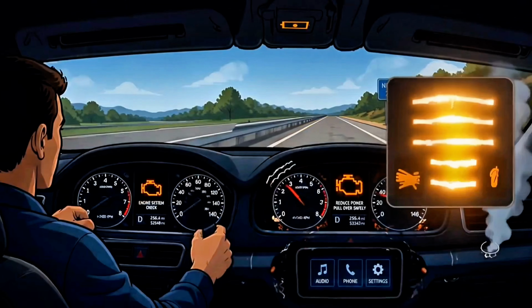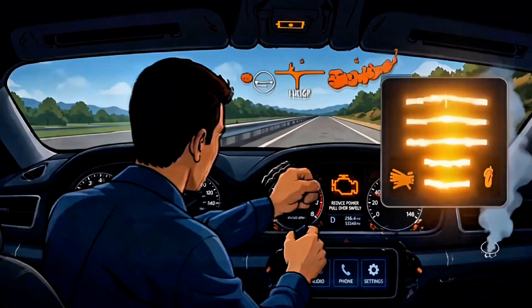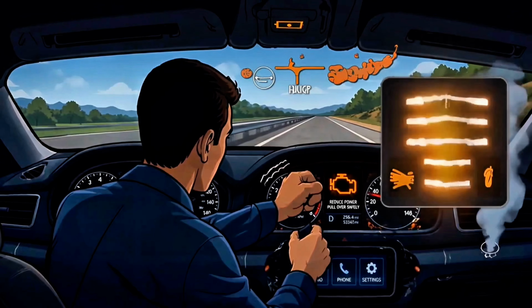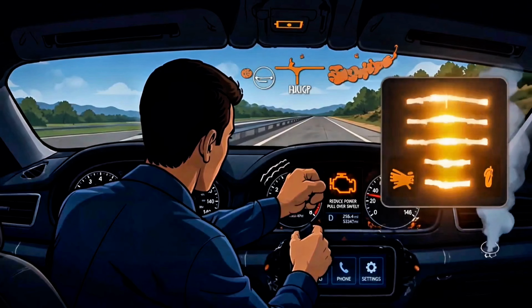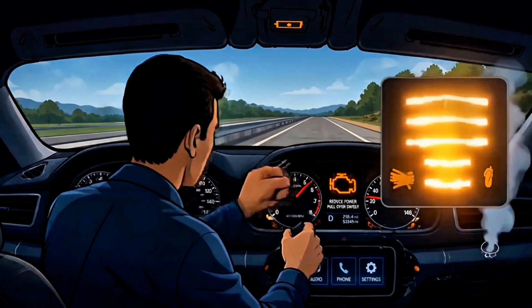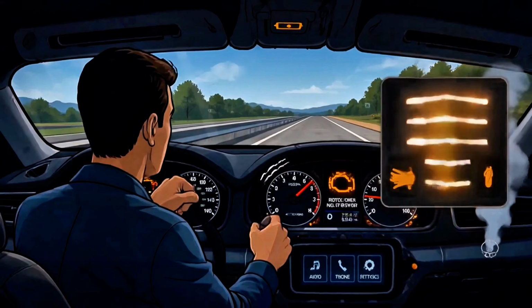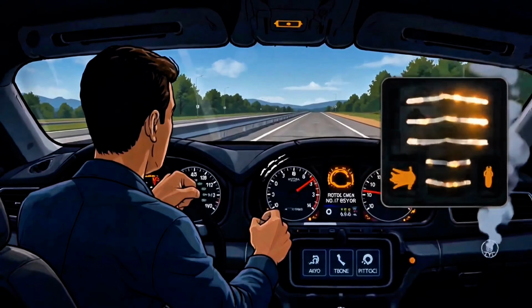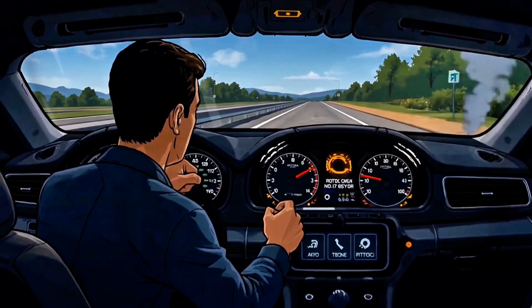If the vehicle is shaking, losing power, producing smoke, smelling strongly of fuel, overheating, or displaying an oil pressure warning, pull over safely and shut it down. A flashing check engine light is far more urgent. It frequently indicates a severe engine misfire.